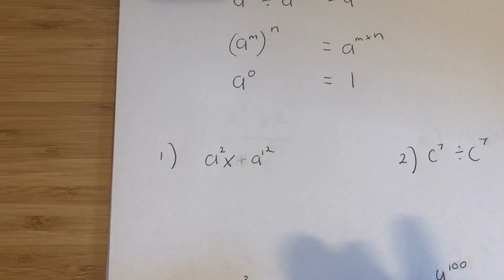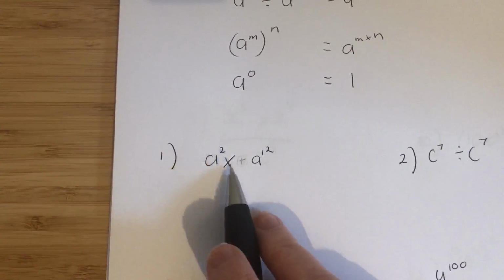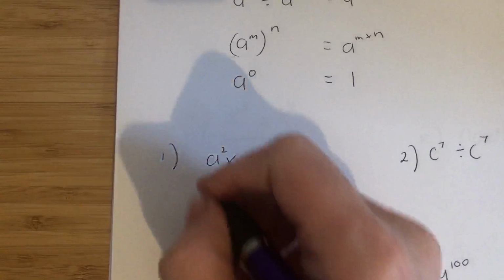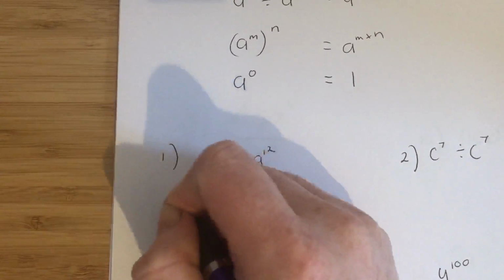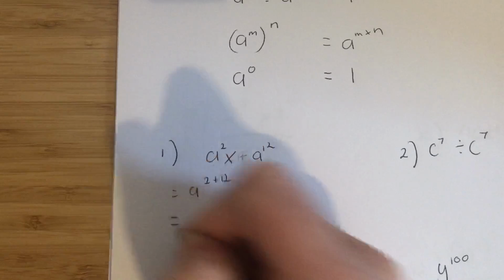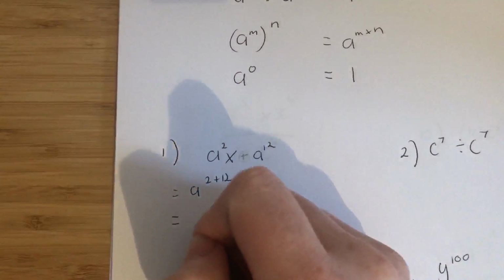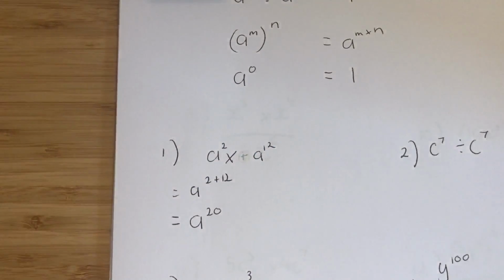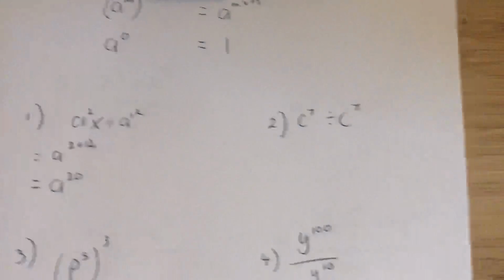So first one here, just ignore the typos, a squared times a to the power of 12. If we've got multiply, we know that we do a to the power of 2 plus 12. I'm just going to write all the steps in to begin with, then we can start to speed it up. So a to the power of 14. So we've added the powers there.